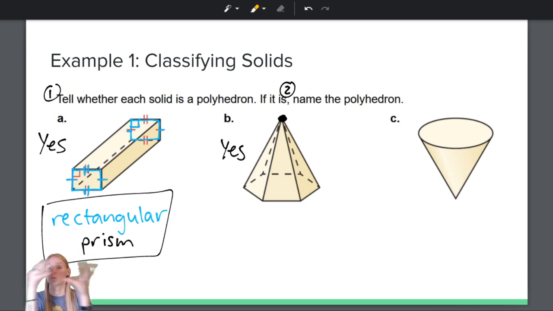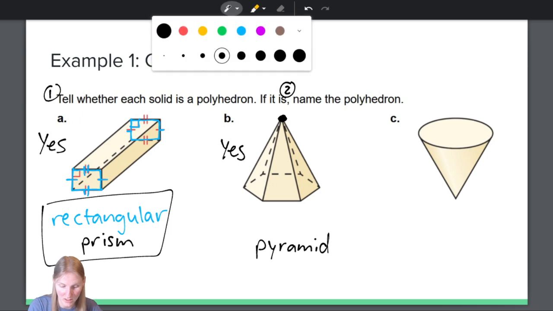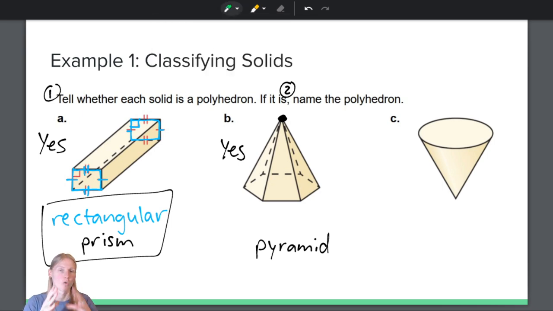As long as they all come to one point. That point could be on the side, that point could be on the bottom, that point could be on the left, it doesn't matter, as long as they come to a point. So, this is a pyramid, but what type of pyramid? Let me get a different color. We'll do green this time. Remember, to name a polyhedron, we need to look at the base. So the base is opposite the point. Could be at the top, could be at the bottom.